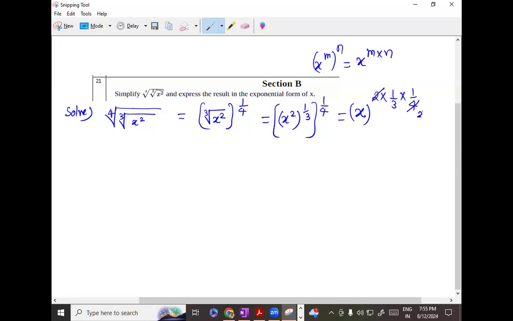Then your final answer is x to the power 1/6. Can it be written in radical form? Sixth root of x. This is correct. And section B contains 2 marks.